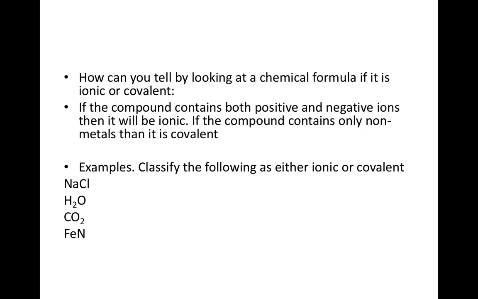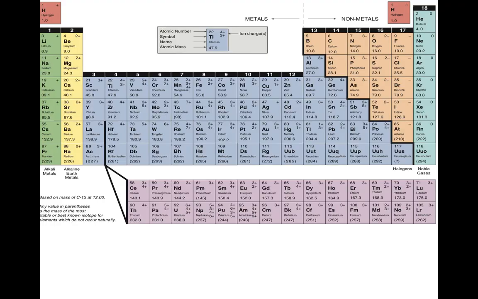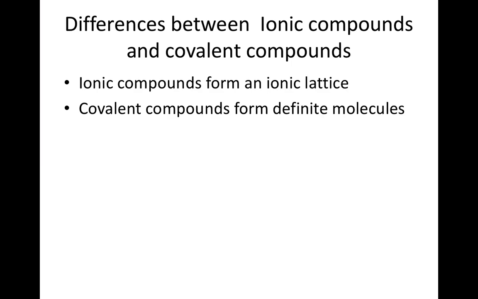Okay, so the first one, NaCl, is ionic. The second one, H2O, is covalent. The third one, CO2, is covalent. And the fourth one, FeN, is ionic. So, differences between ionic compounds and covalent compounds.